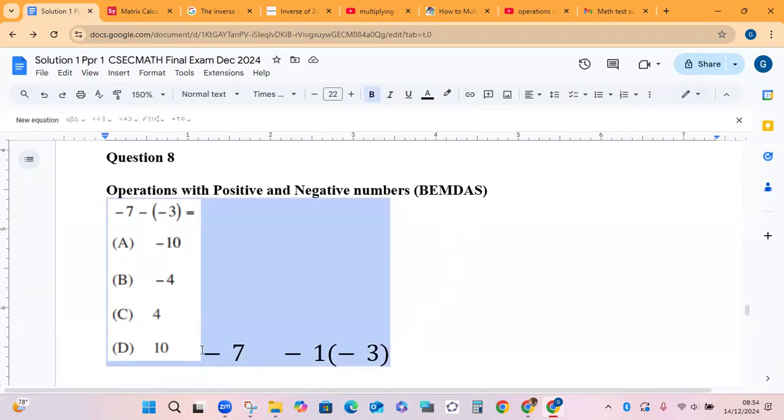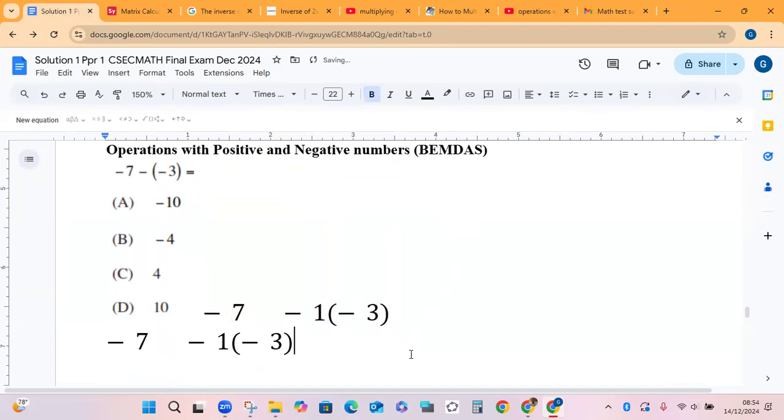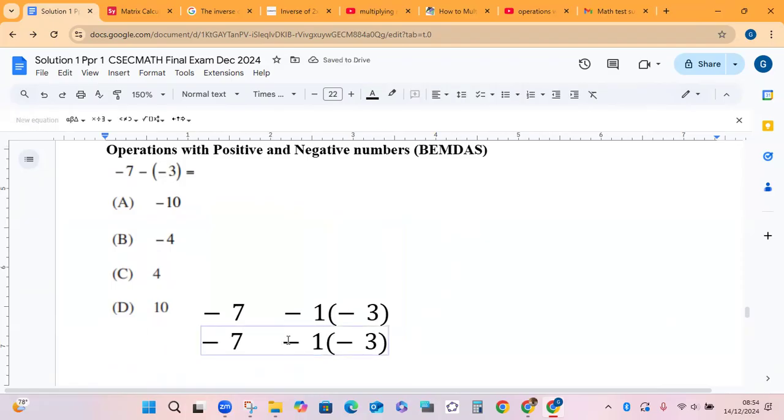Now a negative times a negative is a positive. So that -7 remains, and -1 times -3, that's a 3. Because once you see a number in front of a bracket, it means that you've got to multiply to clear the bracket, and we are multiplying by -1. And this is a positive 3. That's a positive 3. A negative times a negative is a positive.